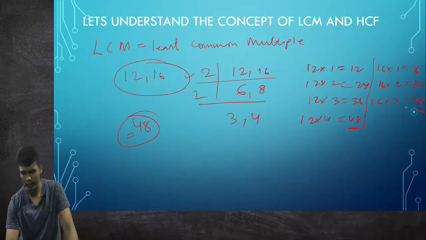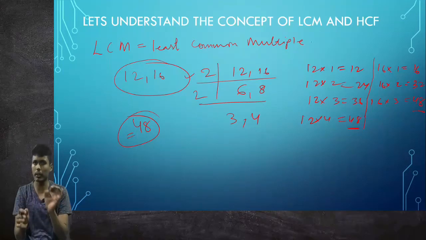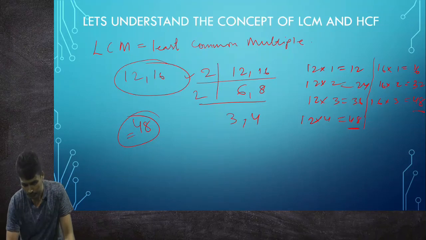So that is the LCM. We found the LCM here. What is the meaning of LCM? It should be a multiple of both numbers, and that should be the least one. That is LCM. Now what is HCF?